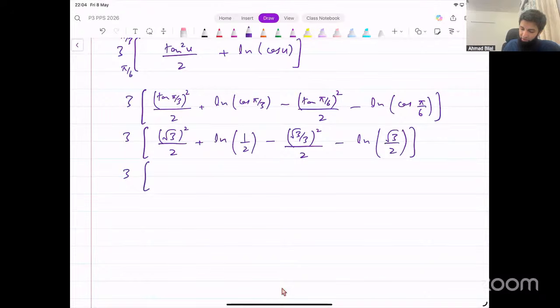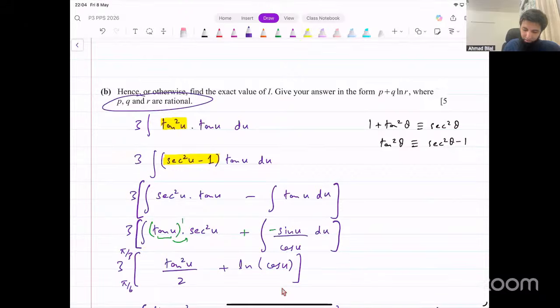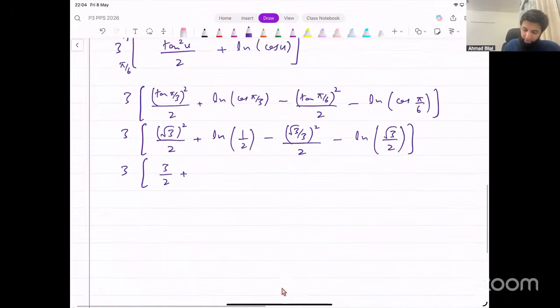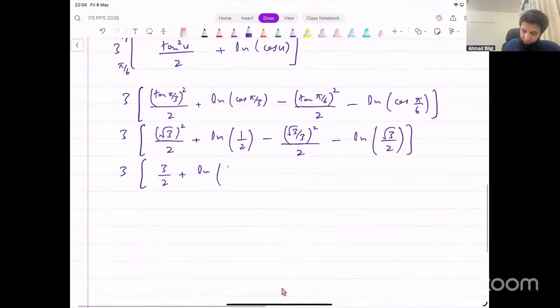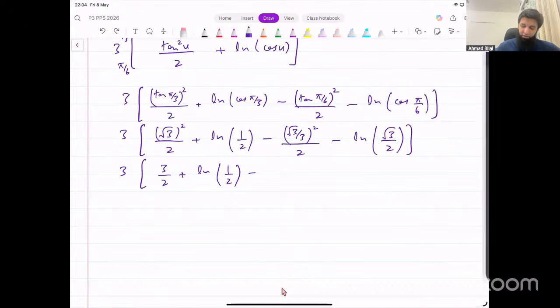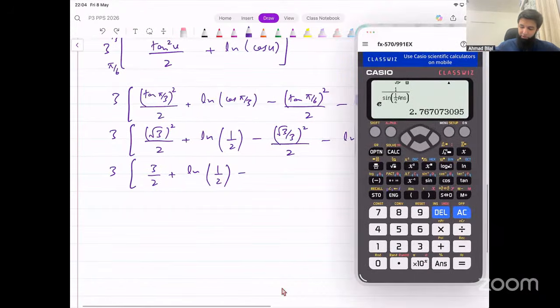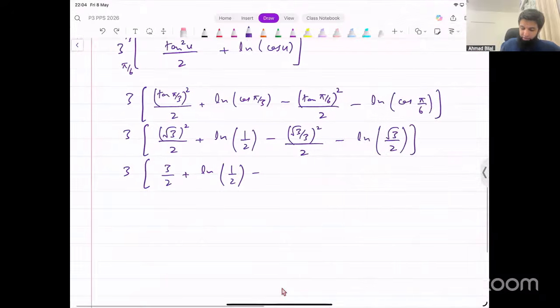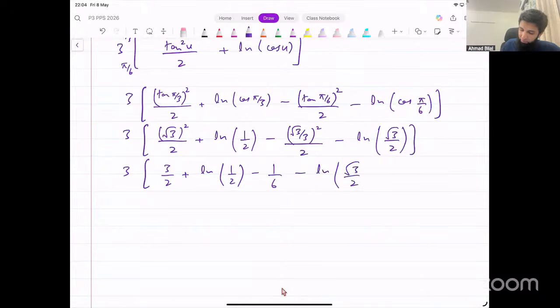What do we want at the end? P, Q, and R are rational. Okay. 3 over 2 plus ln of 1 over 2. Put this on your calculator. The calculator will simplify this for you. It's going to be 1 over 6, right? Under root 3 over 3, that's 1 over under root 3, 1 over 3 divided by 2. So it will be 1 over 6. Please confirm this as well. I think it's 1 over 6 minus ln of under root 3 over 2. Okay, that's what we're getting.